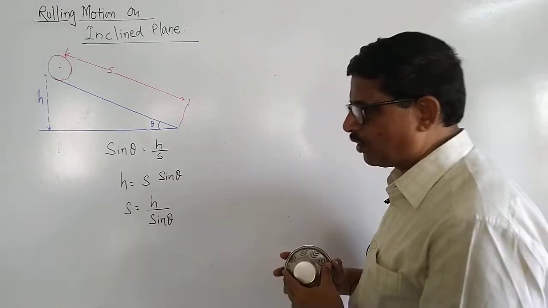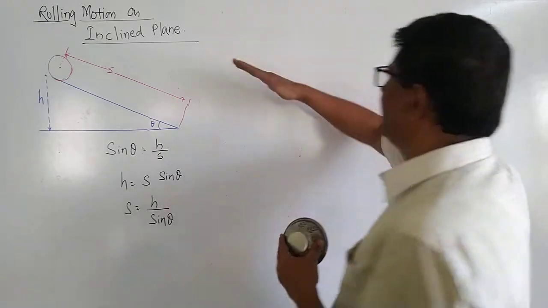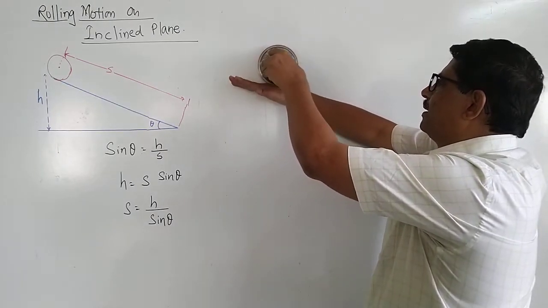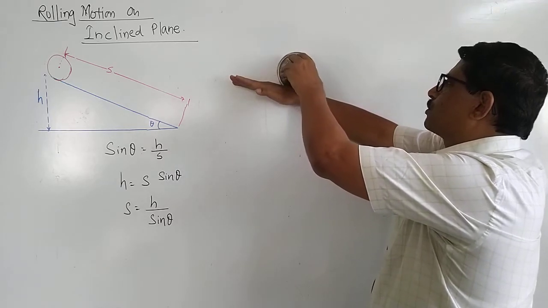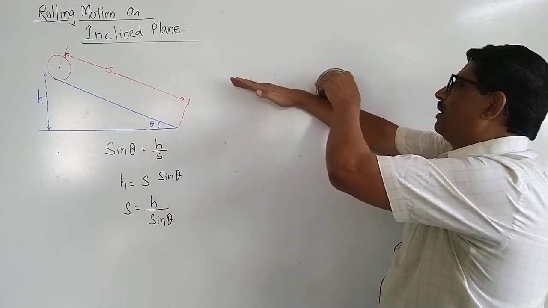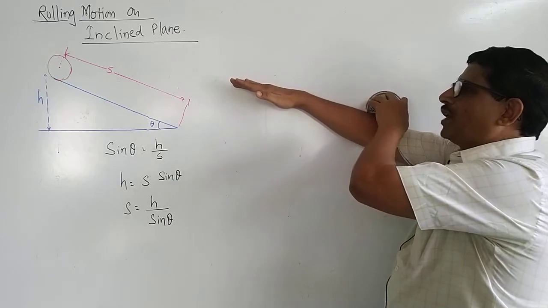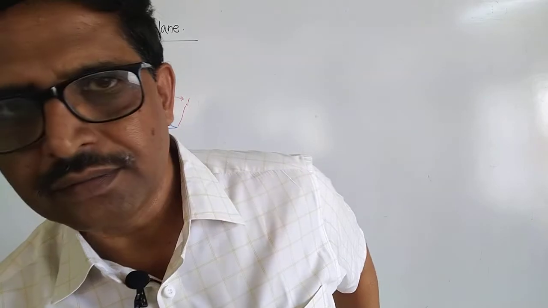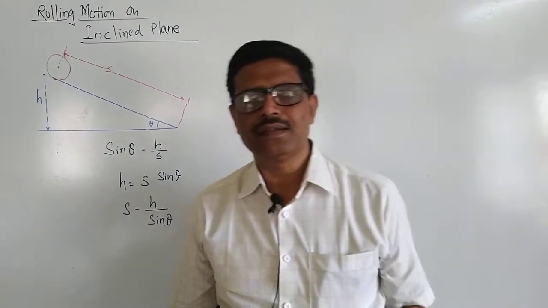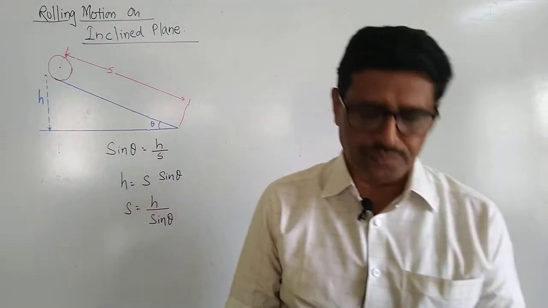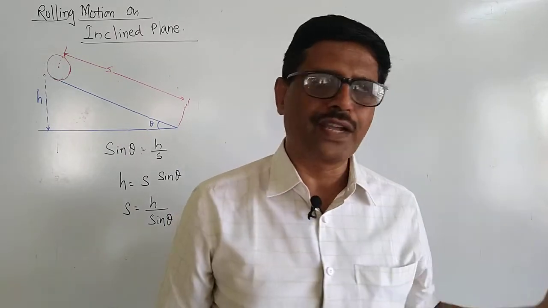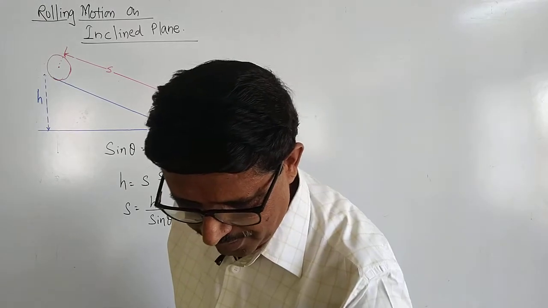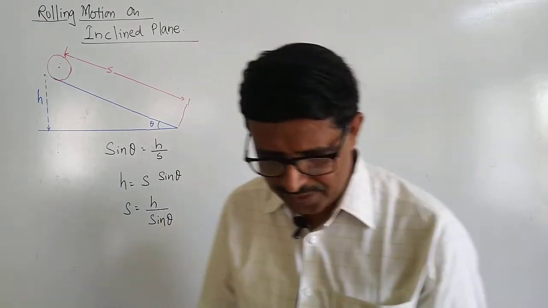Let us consider I have an inclined plane like this one. This is the inclined plane, and on this inclined plane let this body be rolling. The body is rolling like this on this inclined plane, and what is the velocity at the bottom of the inclined plane, and what will be the acceleration of that body while rolling on the inclined plane, that is to be determined. For that I have drawn a very simple figure here.